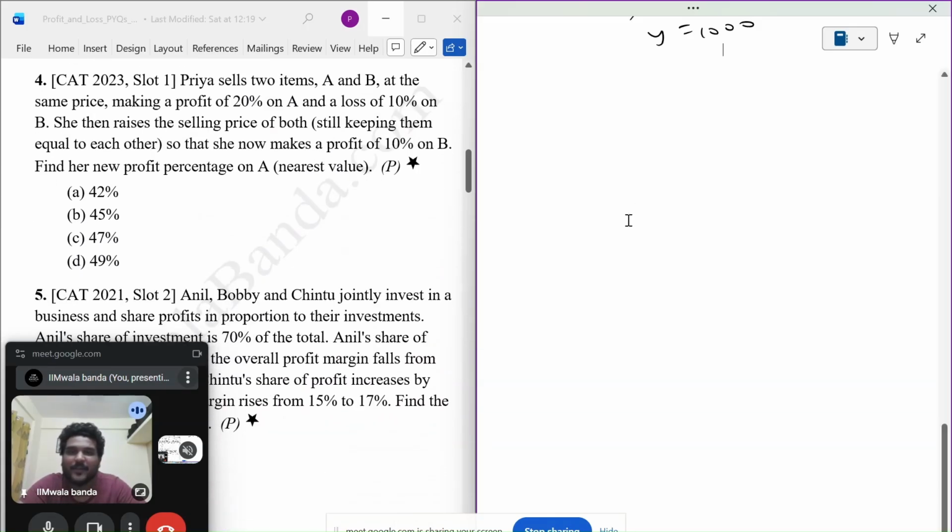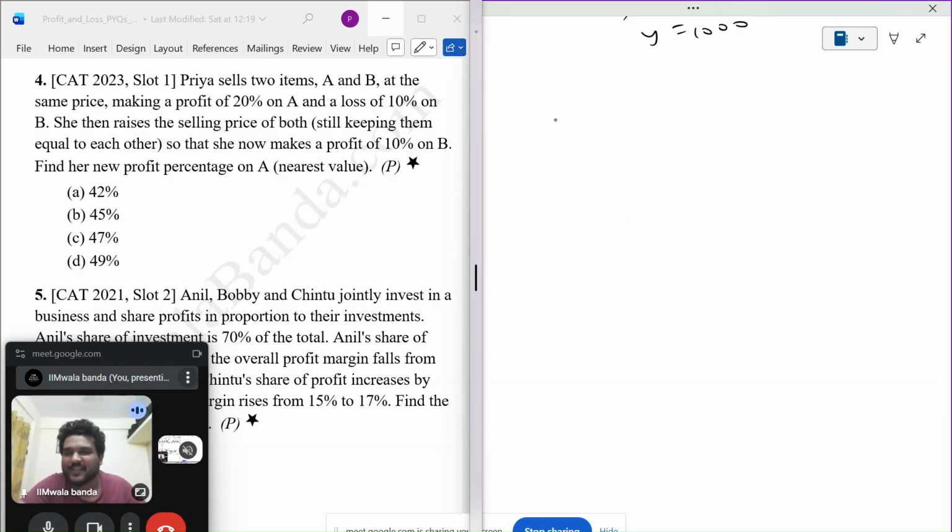So don't beat yourself up. I've been doing it for the last 8 years. I've been mentoring students and I'm still making this mistake. So it happens with everyone.